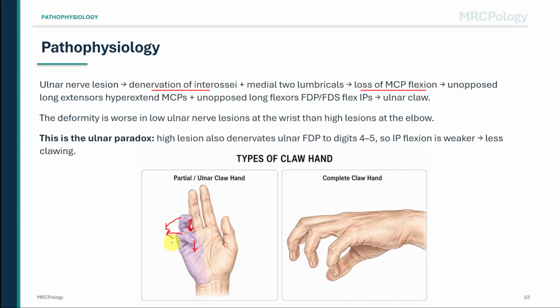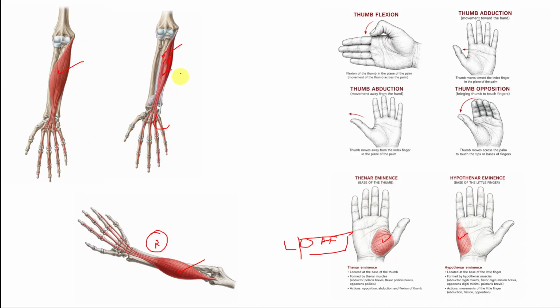The claw is usually more obvious in a low ulnar nerve lesion at the wrist than in a high lesion at the elbow. This is called the ulnar paradox. In a low lesion, the ulnar half of flexor digitorum profundus remains intact. It can therefore flex the distal interphalangeal joints of the ring and little fingers strongly, making the claw more prominent.